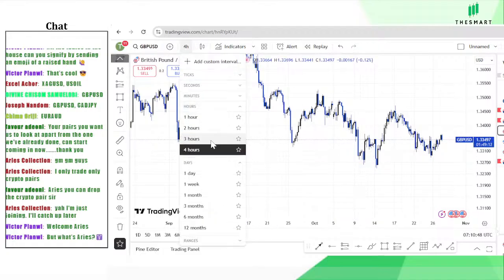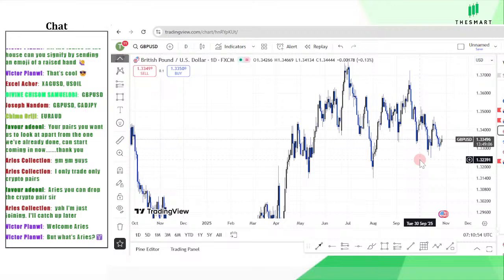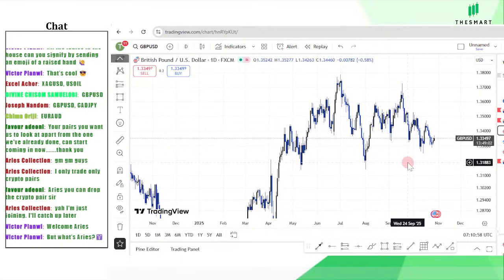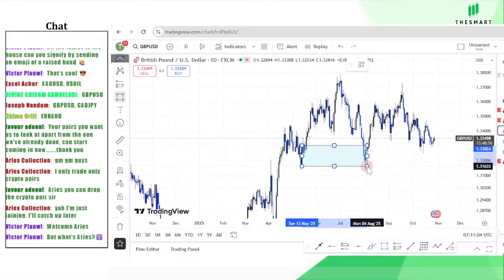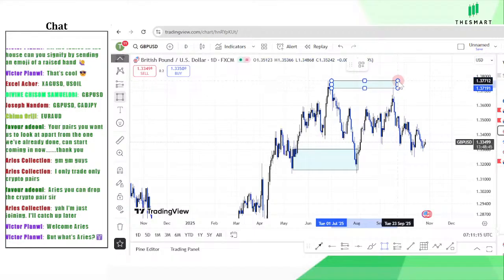Okay, so looking at GU from the daily, I'm already seeing something crazy on GU. If we look at GU from the daily, you see this zone has already been mitigated, and the supply on the daily is already mitigated. Price has already used them.